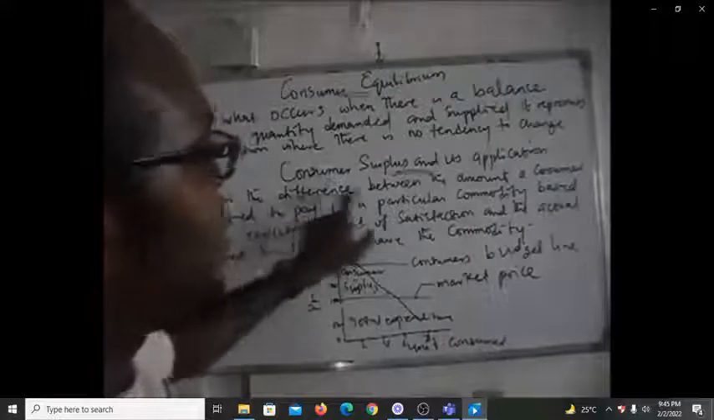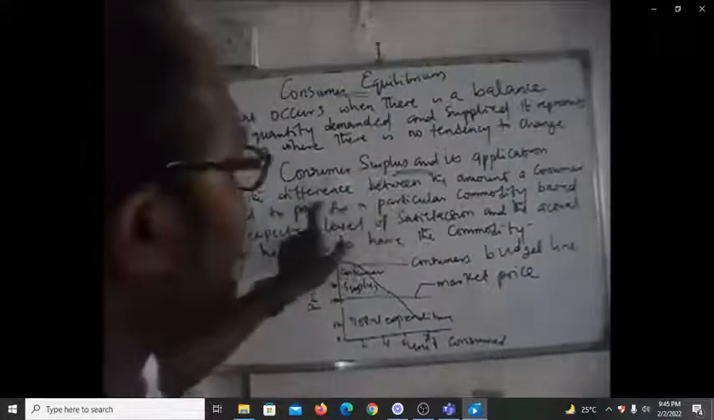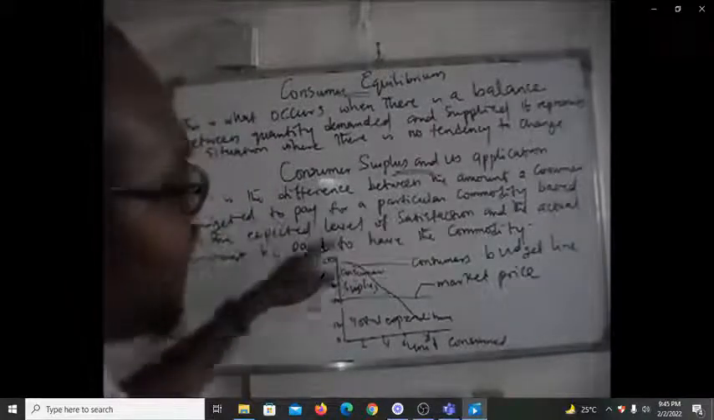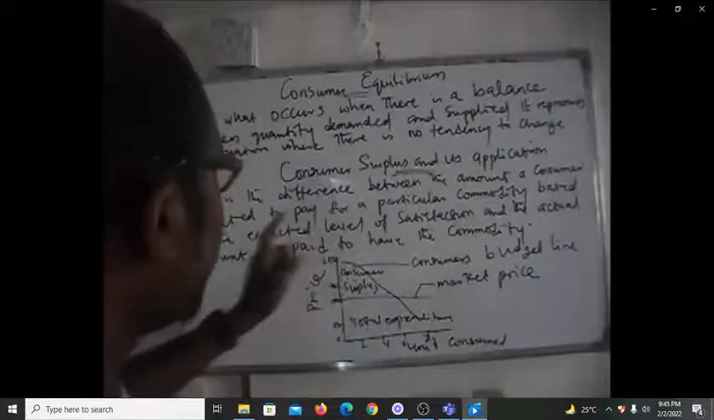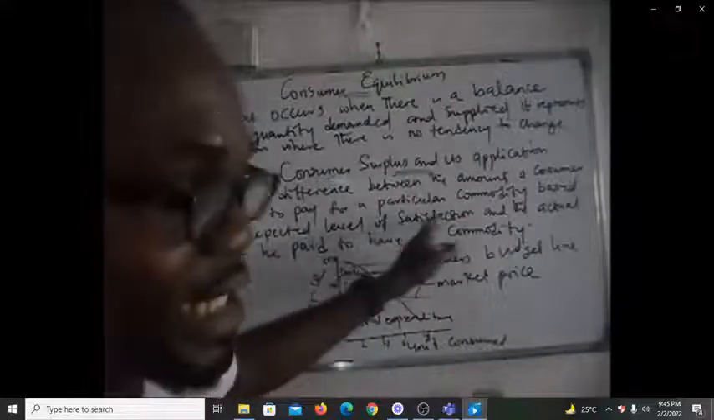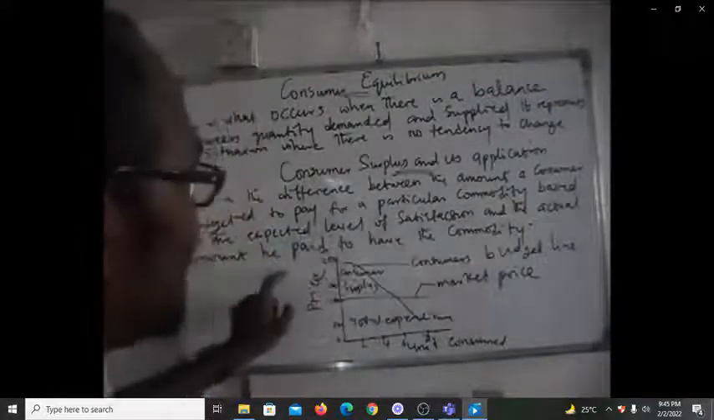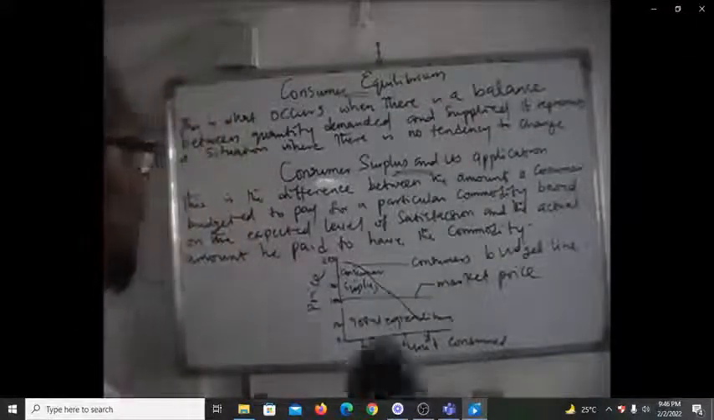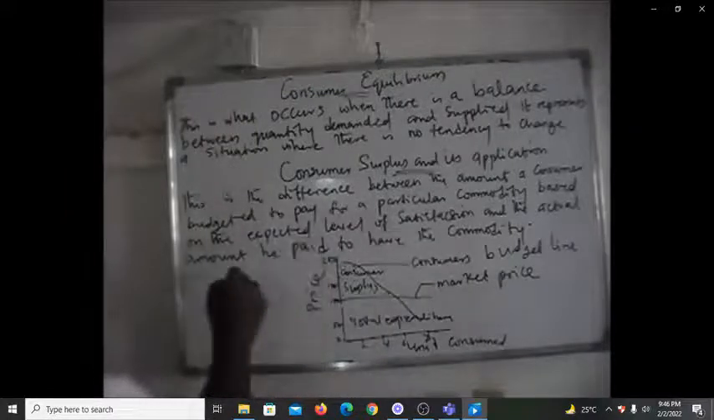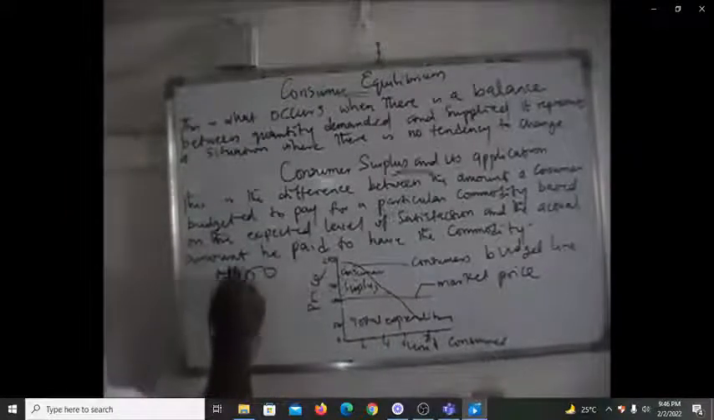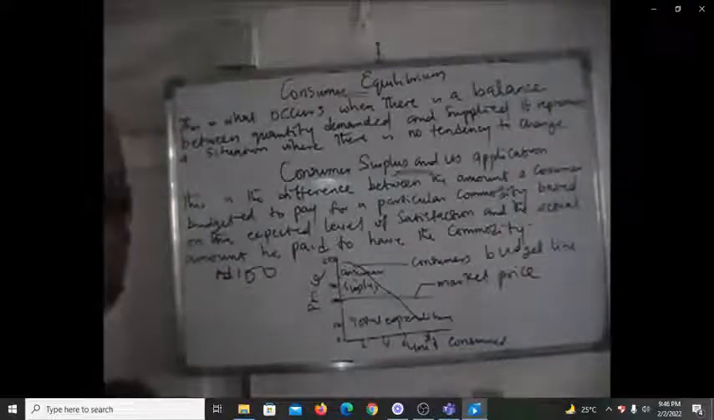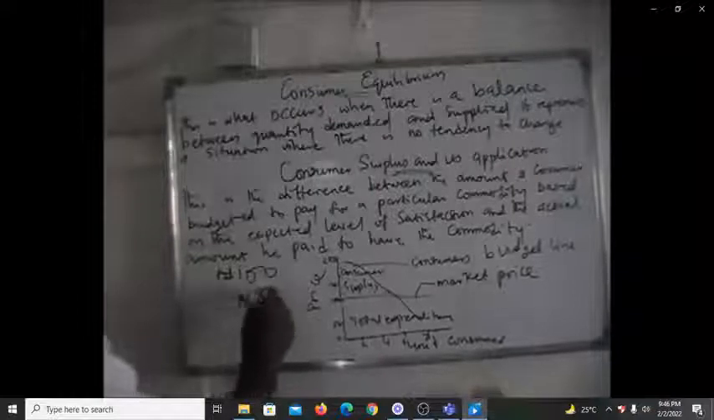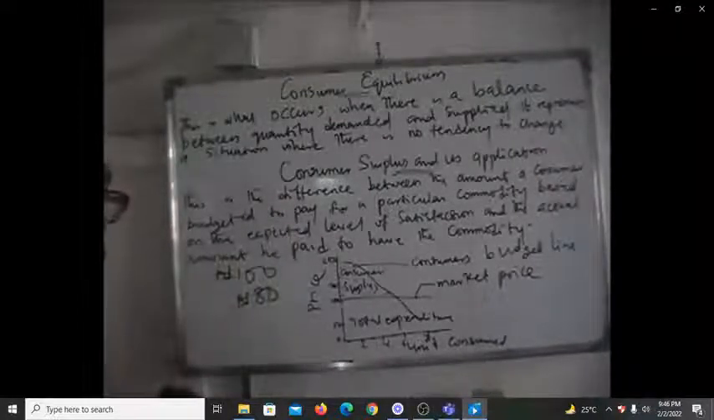This is the difference. Consumer surplus is the difference between the amount a consumer budgeted to pay for a particular commodity based on the expected level of satisfaction, and the actual amount he paid to have that commodity. Is that clear? Let's say you budget to buy milk at 100 naira. And all of a sudden, you went and bought it for only 80 naira. What would be the consumer surplus?